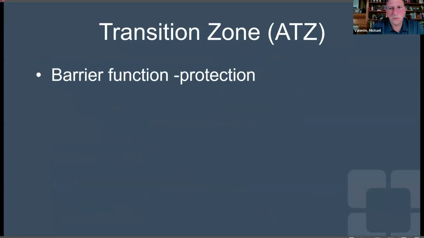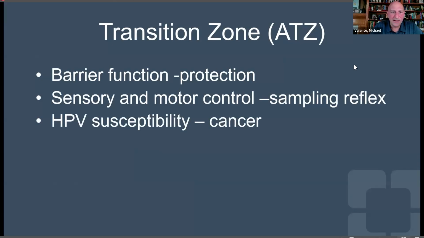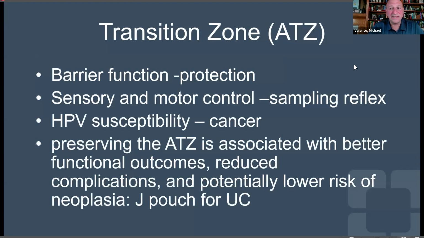So what does the transitional zone do? It has a barrier function, there's protection, sensory motor control. We'll talk about the sampling reflex later on when we talk about some manometry. As I said, HPV susceptibility, and preservation of the ATZ when you're making a J pouch or a coloanal.